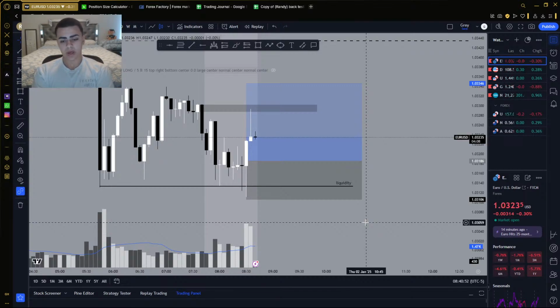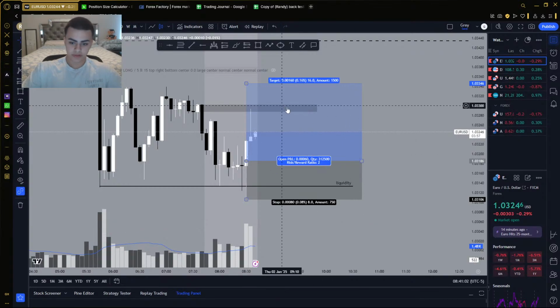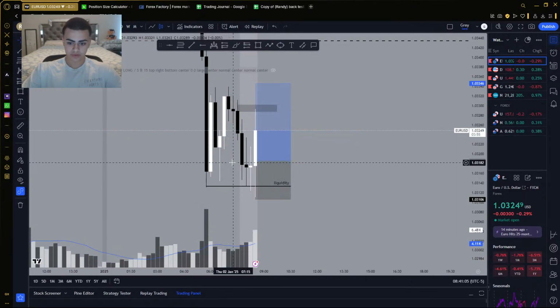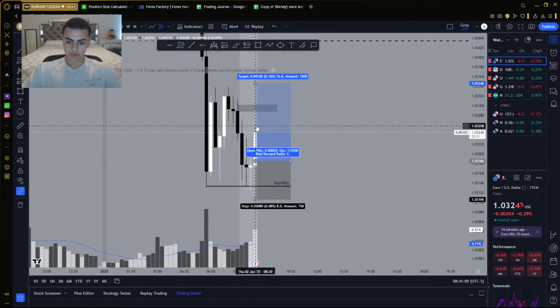I actually don't like the way it closed, because it closed with a very small body but a long wick, manipulating that order block. But the 15-minute, this isn't the 5-minute, shows very bullish movement if it ends up closing like this.